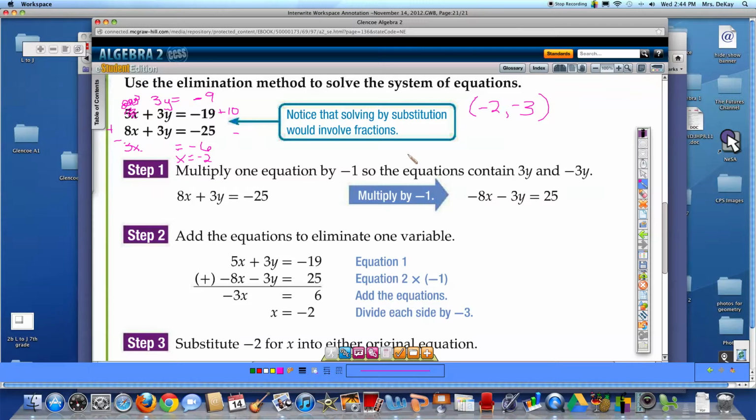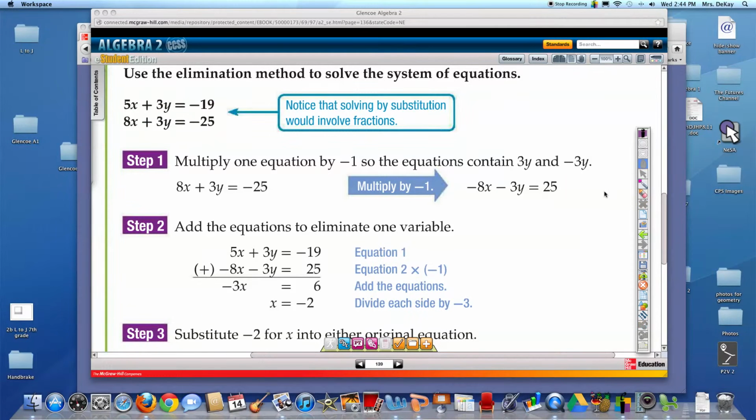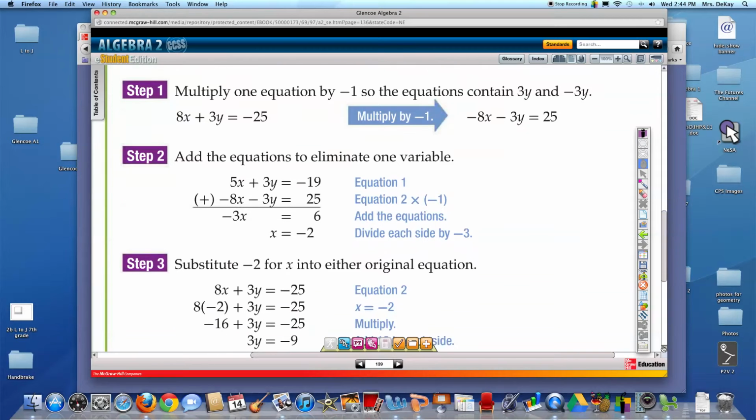What kind of a solution do I have? Consistent and independent. I was gonna say consistent. It's consistent and independent. That's right. That's the elimination method. Let's try another one.